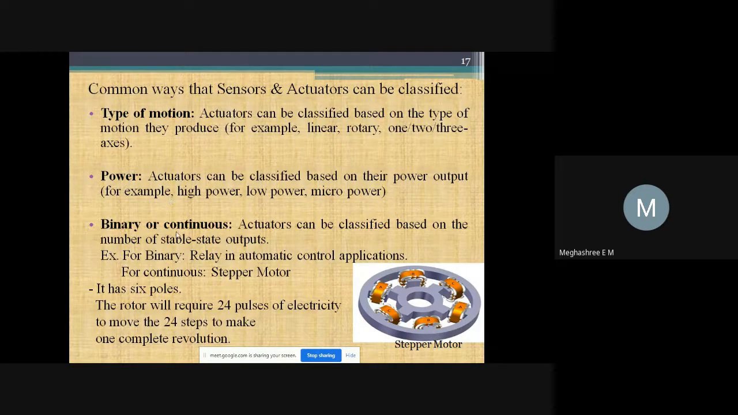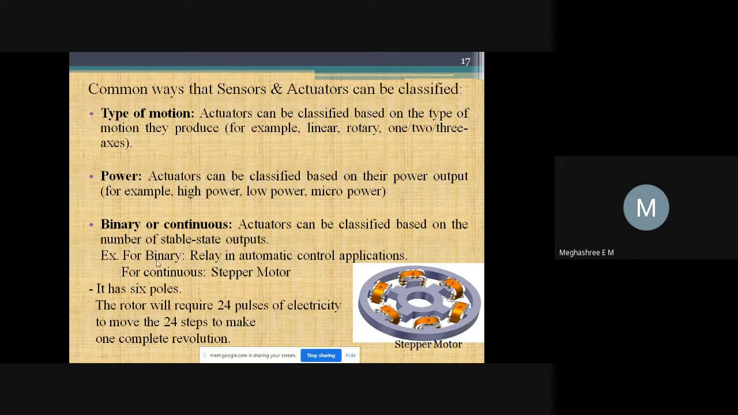And the third one is binary or continuous. Continuous is, if you consider an analog clock, where you have the minute hand, hour hand, and seconds hand, it continuously shows the time, right? So that is continuous. One example for continuous is a stepper motor. Another, let's consider binary, where discrete values are given, right? Either 0 or 1.